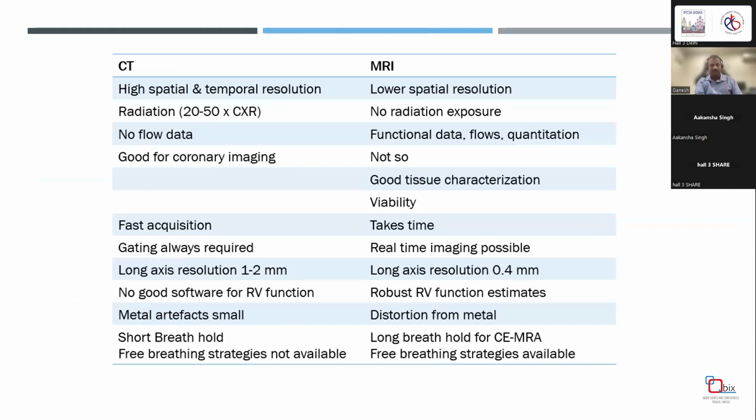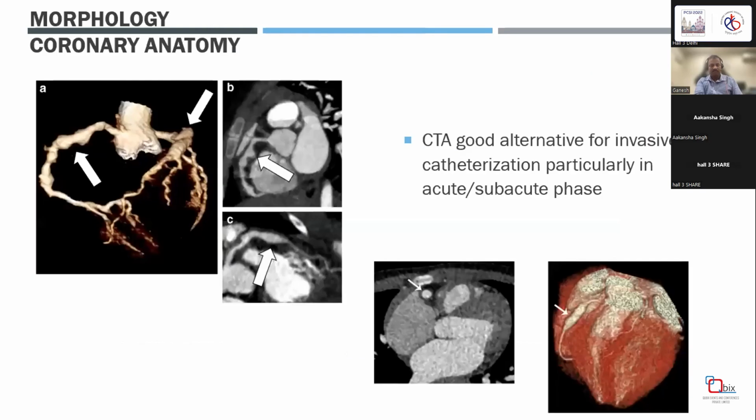Now, just briefly to understand when CT is good and when MRI is good: CT has good spatial and temporal resolution. So it gives better anatomy and better coronaries also. Then flow data, MRI. CT doesn't give you flow data. And then the acquisition is faster for CT, a little bit more for MRI, a shorter breath hold for CT and a longer breath hold for MRI typically, but free breathing strategies are now available. And of course, the biggest difference is the radiation exposure in CT and not so in MRI.